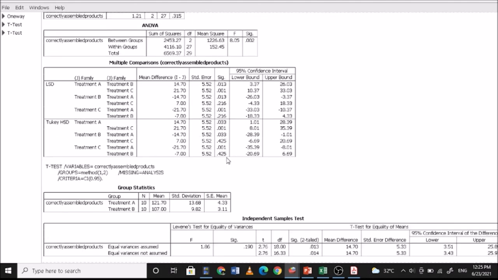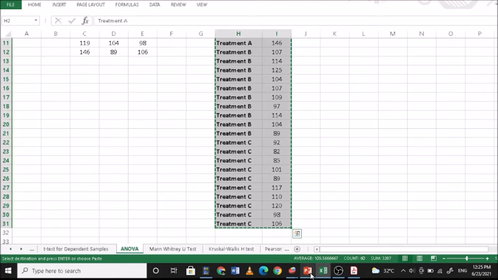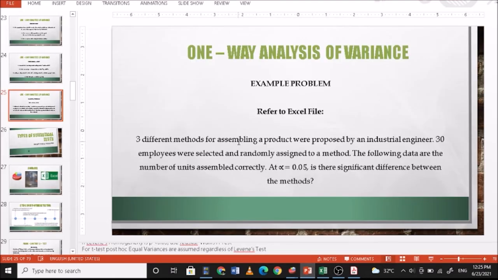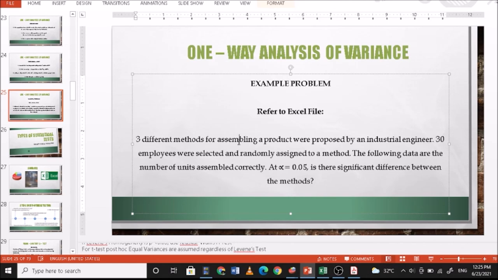So this is now your ANOVA. I think we forgot to analyze the problem first. So again, for ANOVA, since this is three-way, for H0, the null hypothesis, there is no significant difference between the three means. And for HA, there is significant difference between the three means. So you can have that as mu A is not equal to mu B is not equal to mu C. Then for H0, that's mu A equal to mu B equal to mu C. Then of course the level of significance is 0.05.